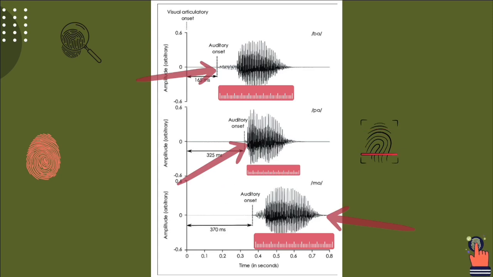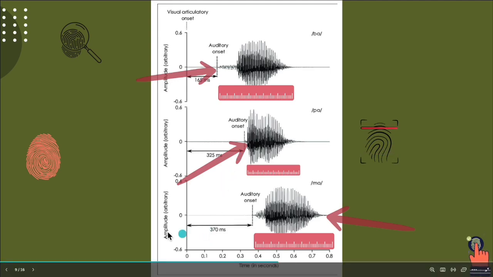So this one takes longer, around 325 milliseconds. That's because it's a voiceless sound. Your vocal cords don't vibrate right away. Now, how about the sound m?